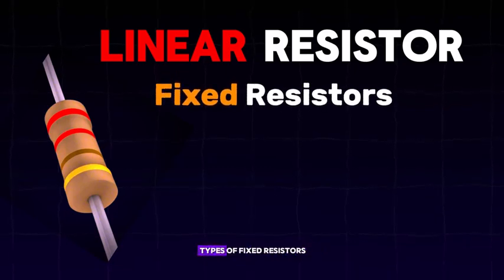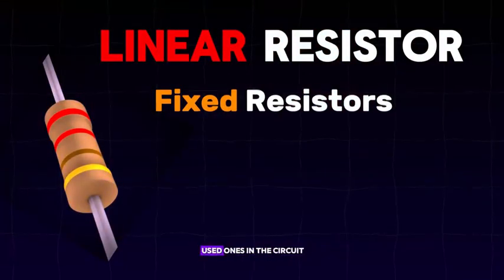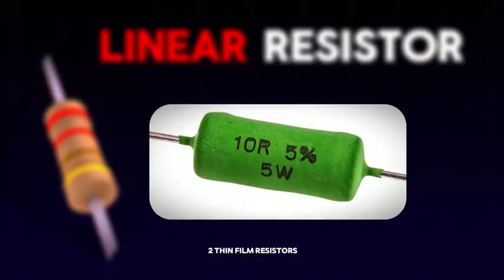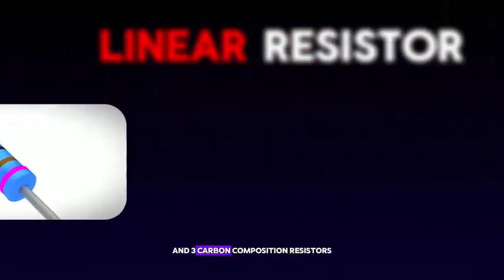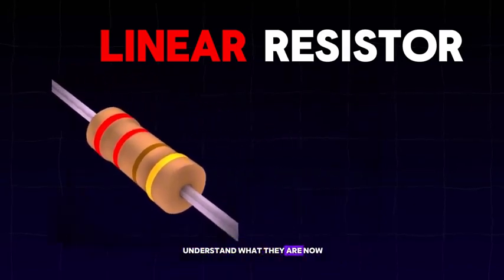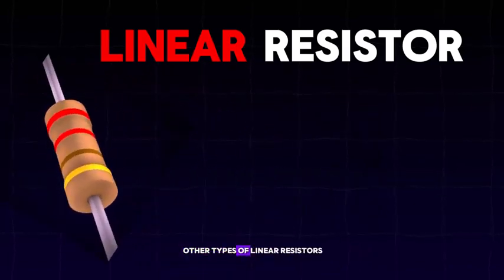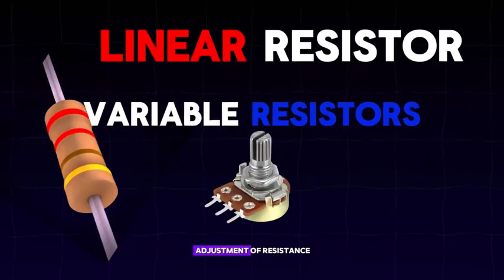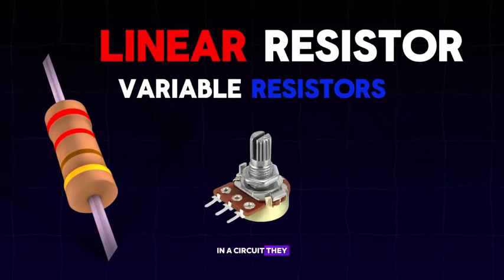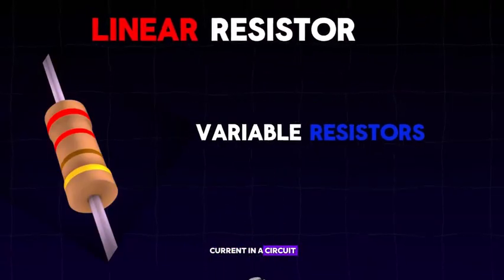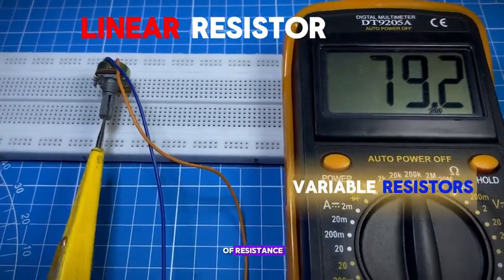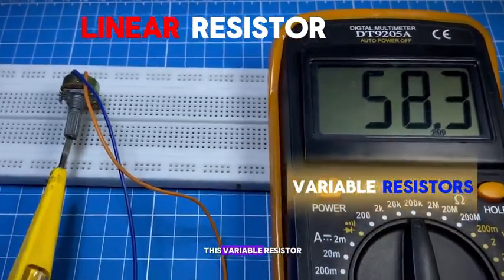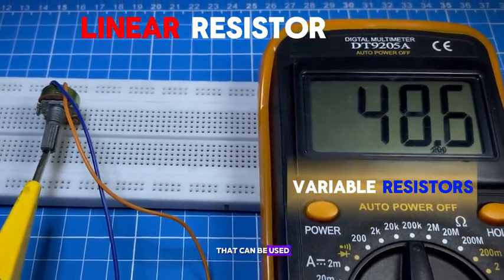There are also various types of fixed resistors. We have 3 commonly used ones in the circuit: 1. wire wound resistors, 2. thin film resistors, and 3. carbon composition resistors. So that is it for fixed resistors, and I hope you understand what they are now. So real quick, let's talk about the other types of linear resistors, which are variable resistors. This type of resistor is an electronic component that allows for the adjustment of resistance in a circuit. They are used to control the flow of current in a circuit by changing the amount of resistance offered to the current. This variable resistor also has different types that can be used in a circuit.